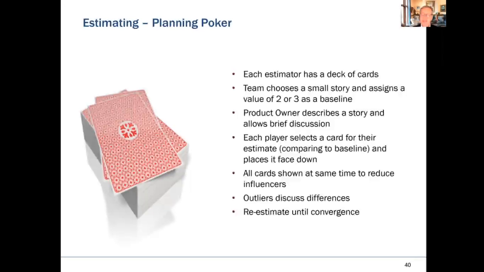So in this case, we have those two outliers talk to each other. Why do you think it's a 1? Why do you think it's a 13? And the hope then is that from the conversation, we gain more perspective and better understanding, and we can come to a better consensus vote, a consensus idea of what the size is.